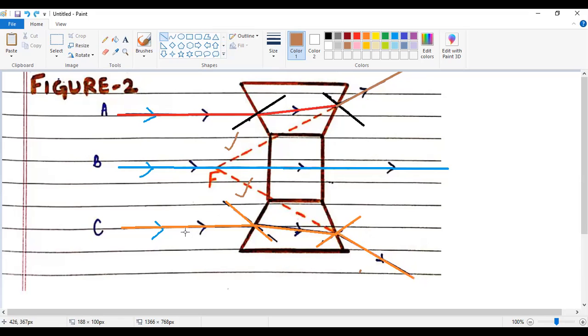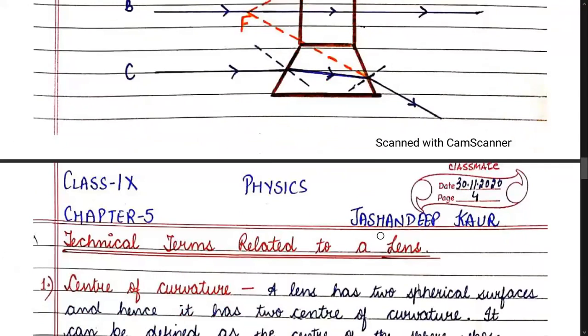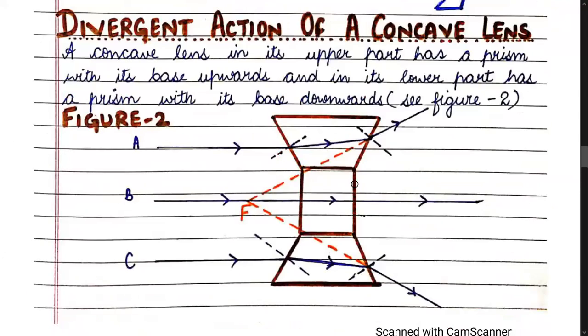Students, kindly see the emerging rays. Finally, the emerging rays are basically spreading away from the lens. And if these are going away from the lens, such rays are known as diverging rays. So it can be said that the concave lens acts as a diverging lens.